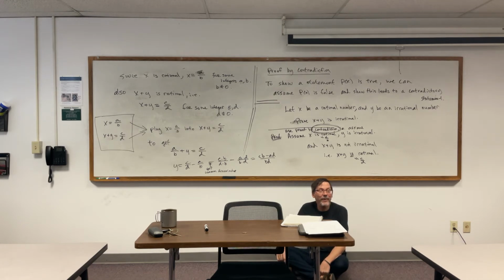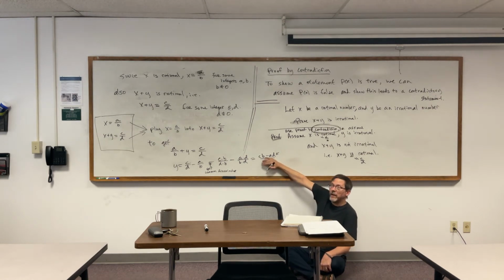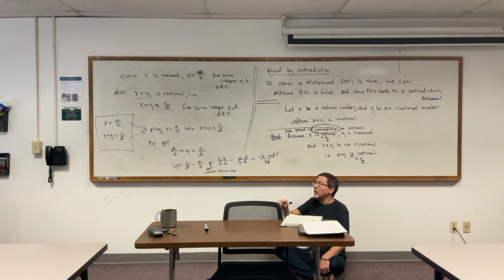So where's the contradiction? Now you kind of got to be watching the ball, right? What is this top? Is this top an integer? So is CB minus AD an integer? Let's start there. And why? No, because you can't subtract. Oh, but you can, can't you, right? If I take two integers and I subtract them, I still get an integer. But you're on the right track here.